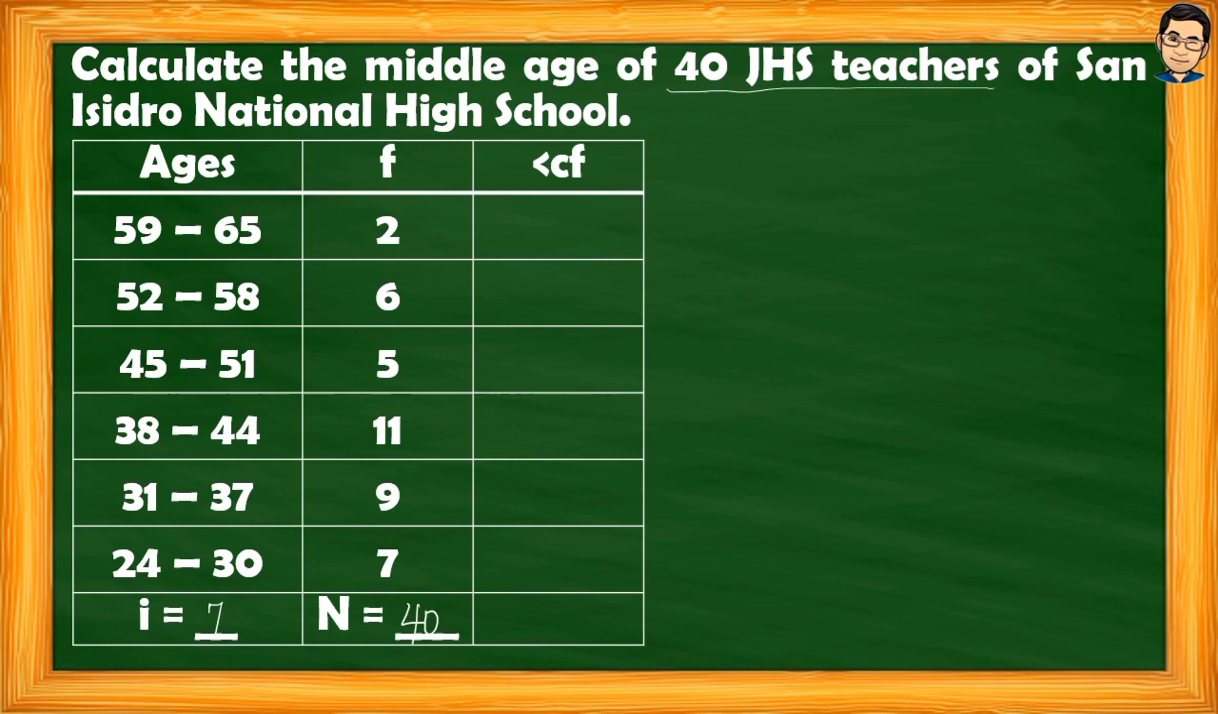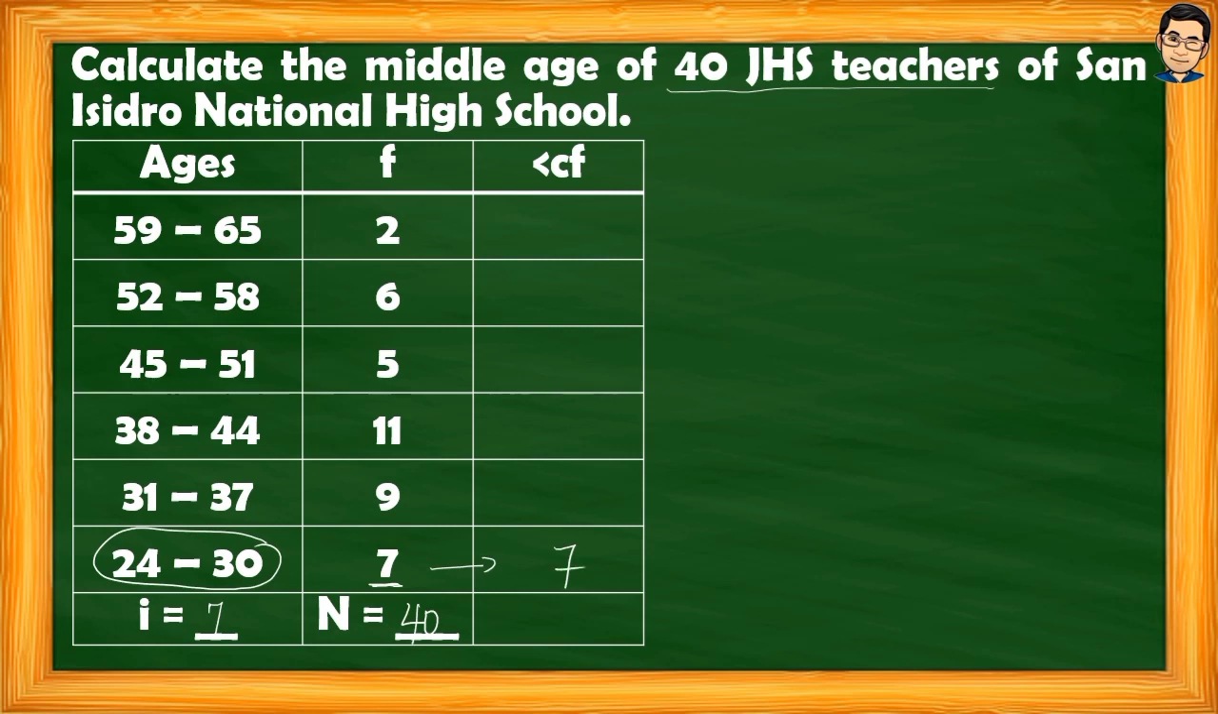So, next. Less than cumulative frequency column. Okay. So, paano natin ma-fill out yan? Okay. So, ang gagawin natin, dito sa lowest class natin, 24 to 30, yung kanyang frequency is 7, yun po ang pinakauna nating isusulat.